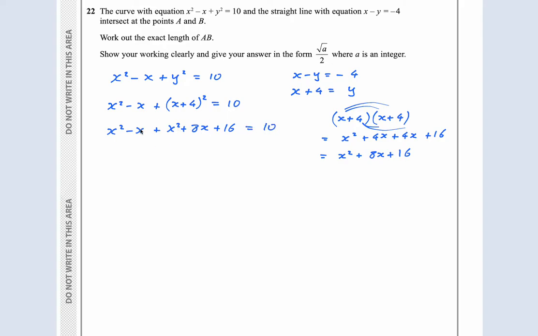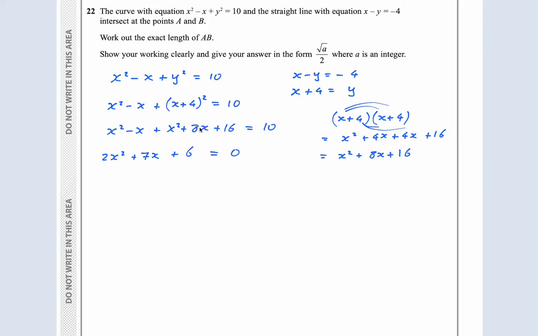Okay, now I'm going to just simplify this. So it's 2x squared, x squared plus x squared, minus x plus 8x is plus 7x. 16 minus 10 is plus 6 equals 0.